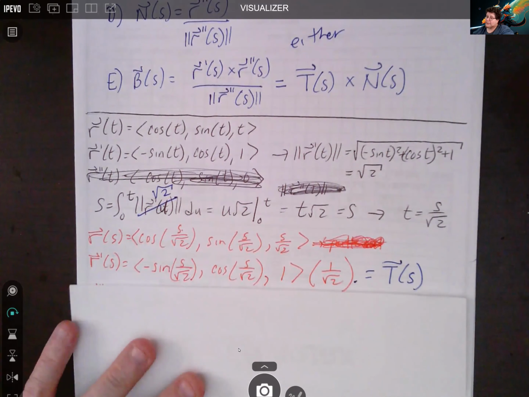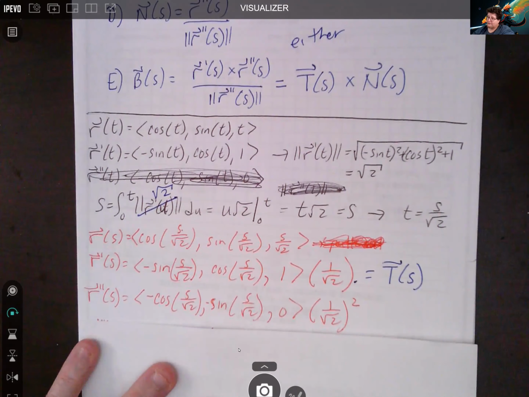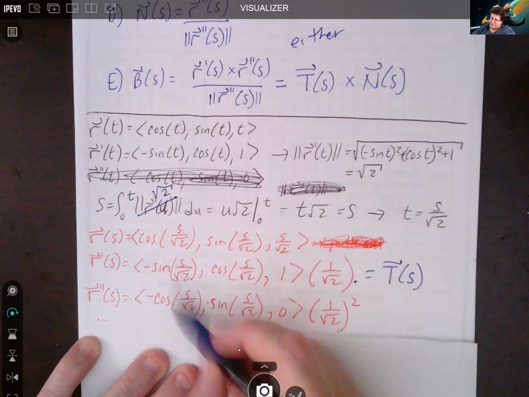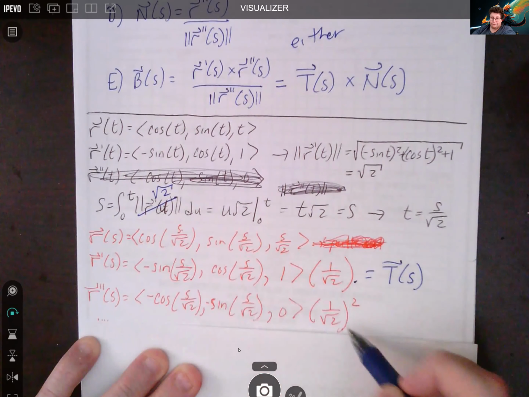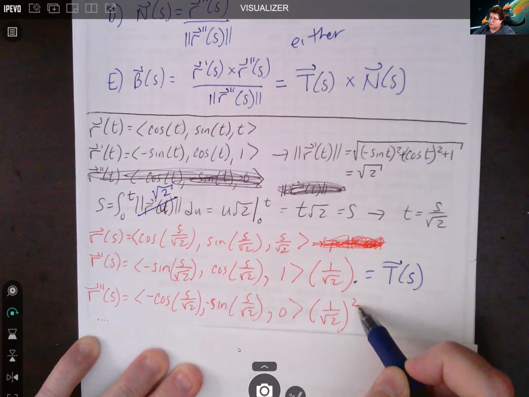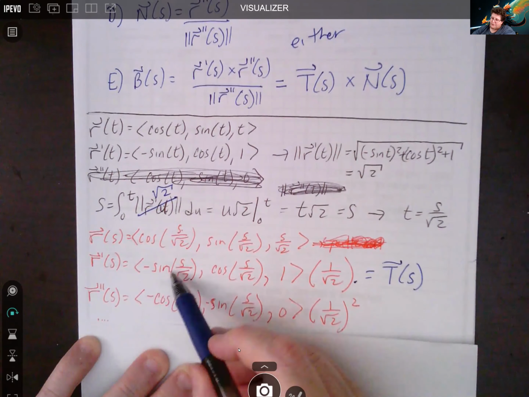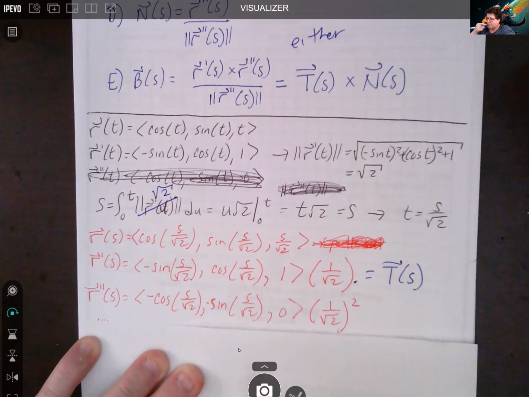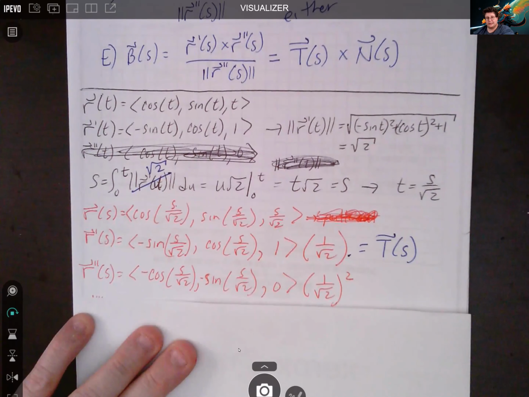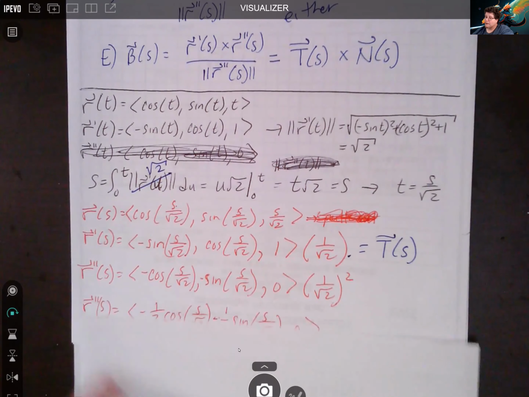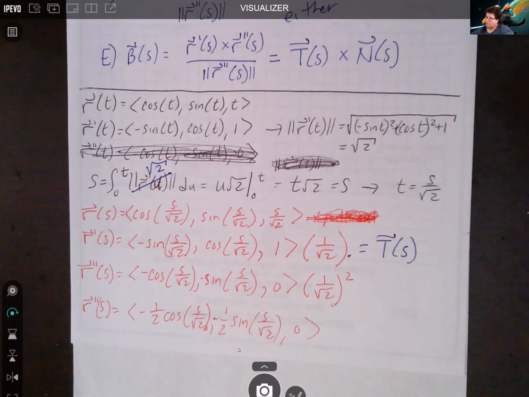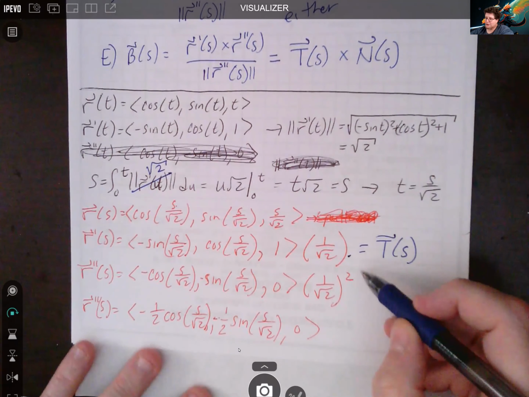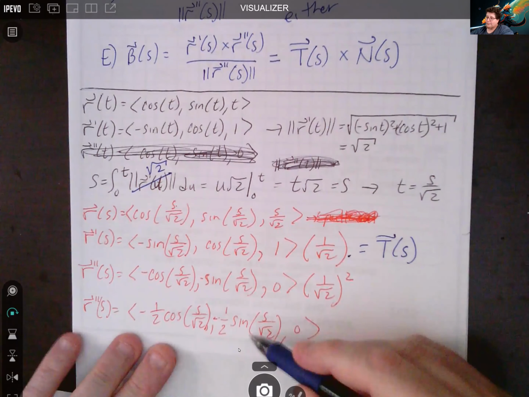Yay. We'll find our second derivative. Again, chain rule is going to bring out another 1 over root 2, so I just wrote it as 1 over root 2 squared. This is good. Sine goes to cosine and cosine goes to negative sine. We now have negative on both of them, back to where we were for the position vector, but the z component is now 0. 1 over root 2 squared is 1/2. I just moved it inside at this point. There's only a couple of them that have it.